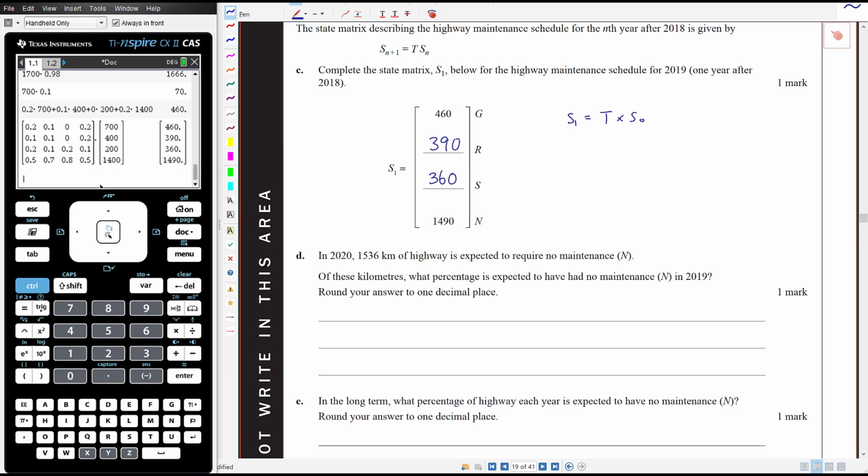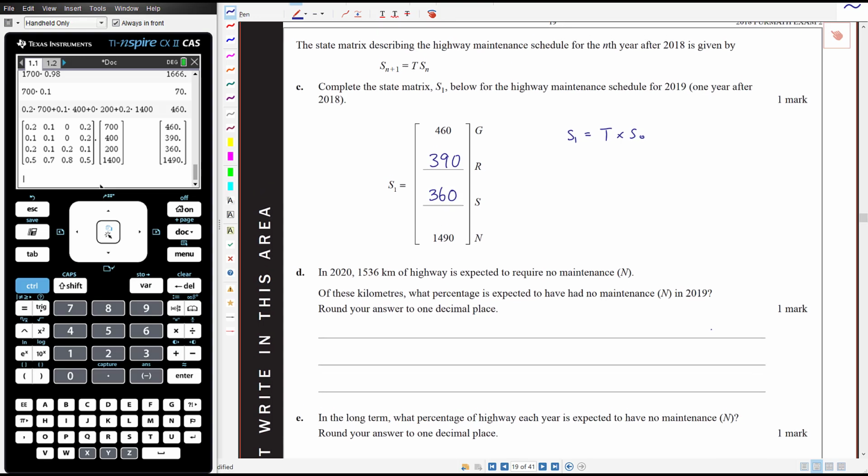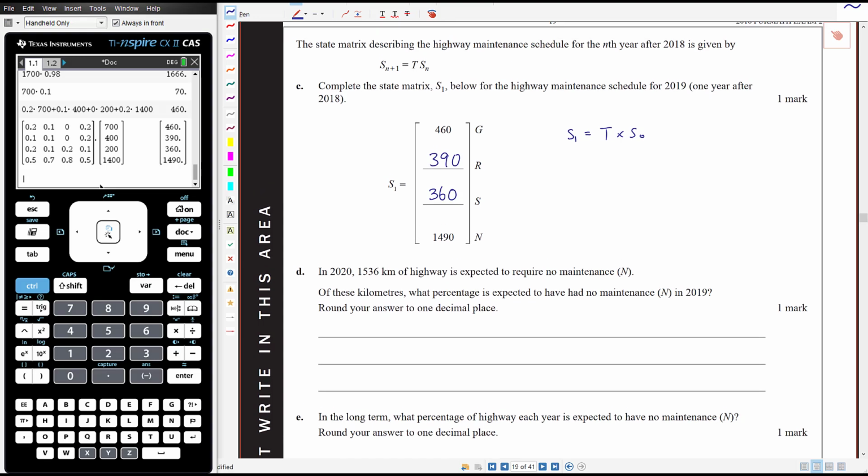In 2020, 1,536 kilometres of highway is expected to require no maintenance. Of these kilometres, what percentage is expected to have no maintenance in 2019? So we know in 2020 there'll be 1,536 kilometres requiring no maintenance. Of these kilometres, what percentage is expected to have had no maintenance in 2019?